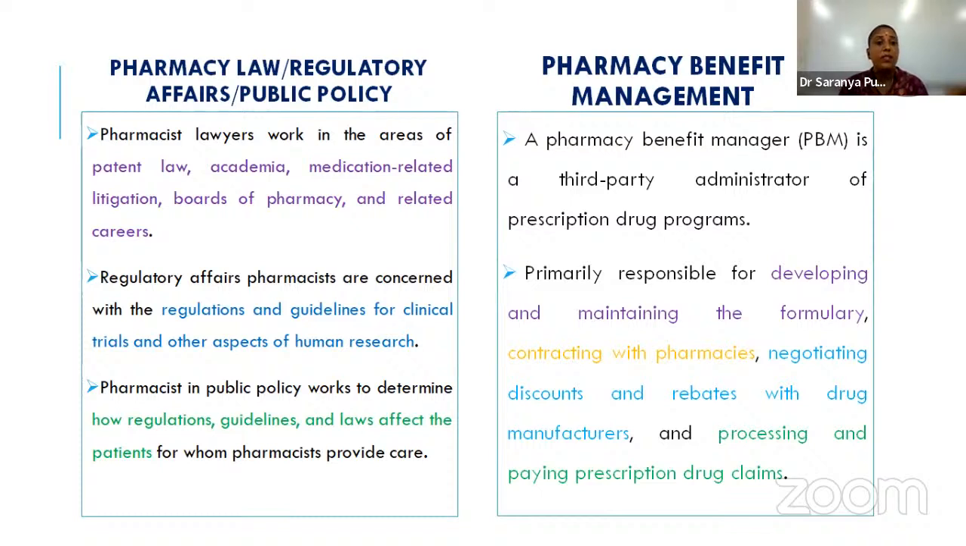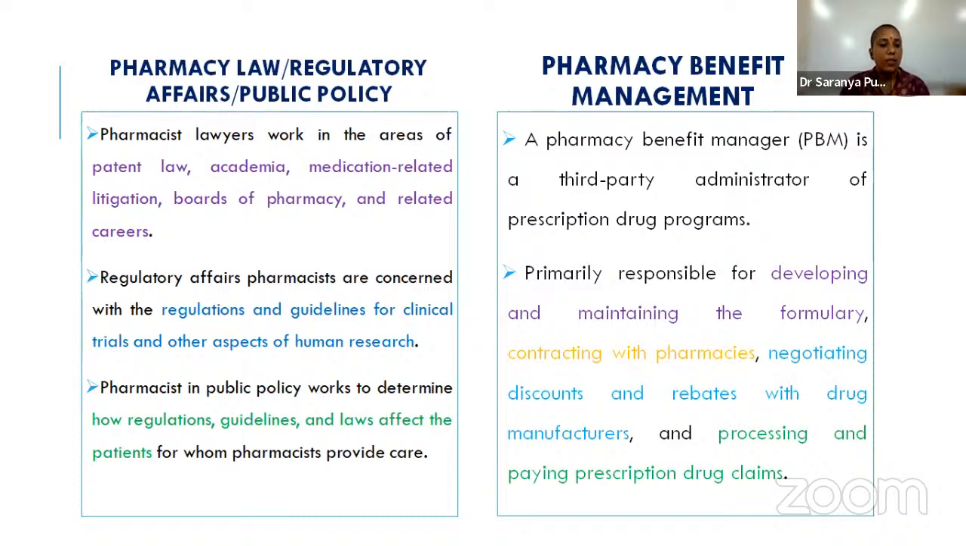Regulatory affairs pharmacists, they are concerned with the regulations and guidelines for clinical trials. So completely, clinical trials is a highly regulated research, right? So a pharmacist could work in regulatory affairs. You will be working on the regulations and guidelines for clinical trials and other aspects of human research.